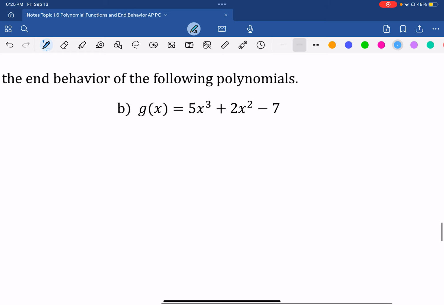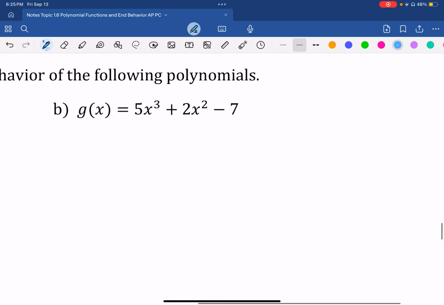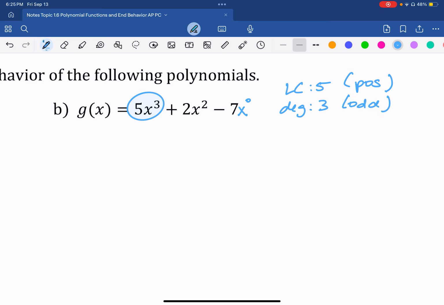Okay, now let's look at B. For the leading term here, remember that 7 is being multiplied by x to the power of 0. So the term with the highest degree would be 5x cubed, making that your leading term. The leading coefficient is 5, which is a positive number, and your degree is 3, which is an odd number.